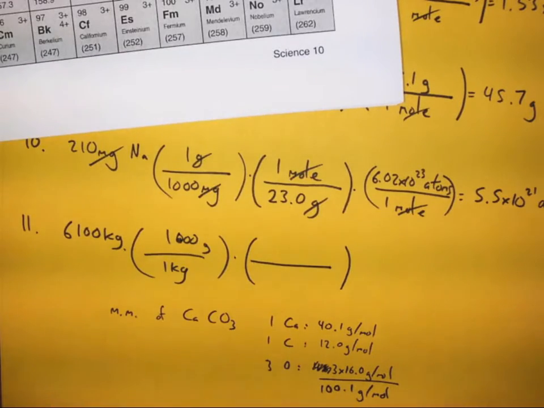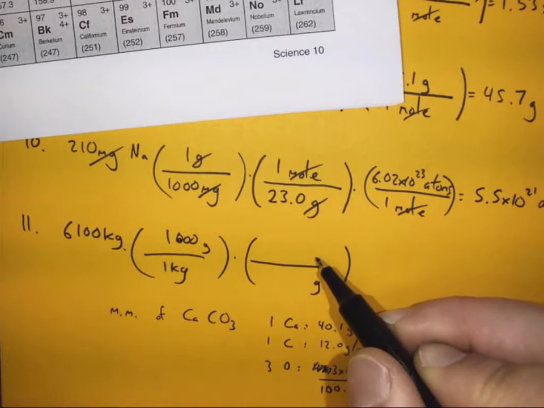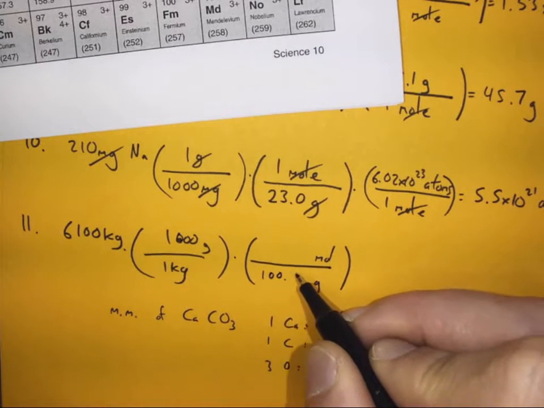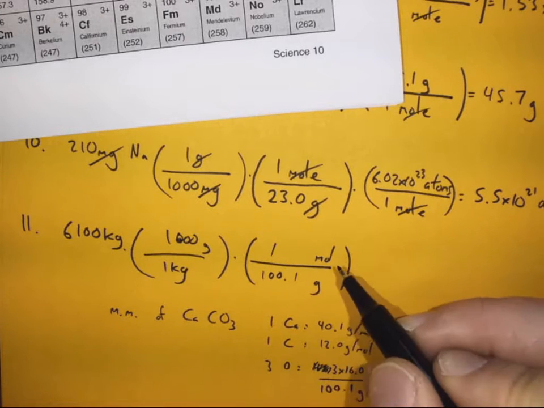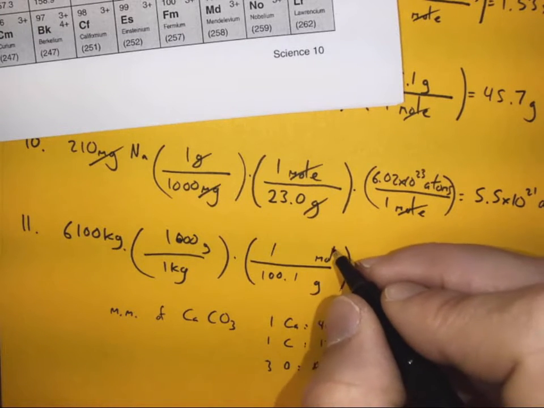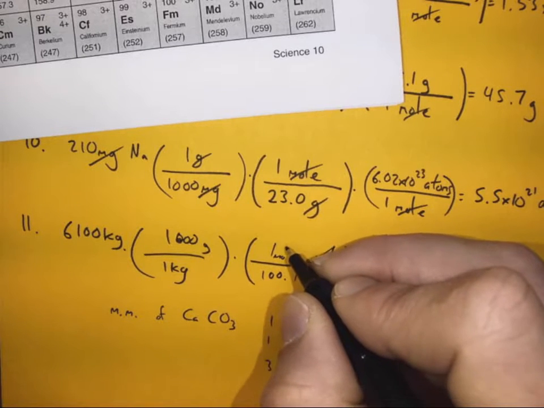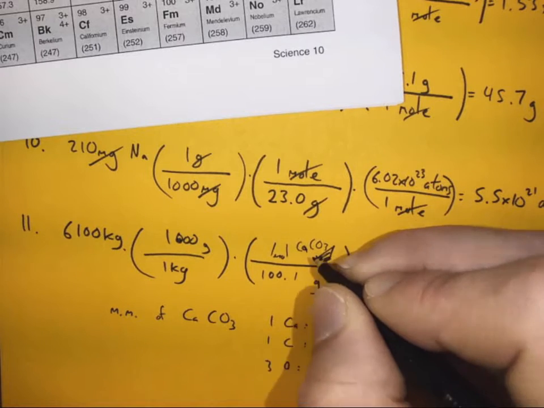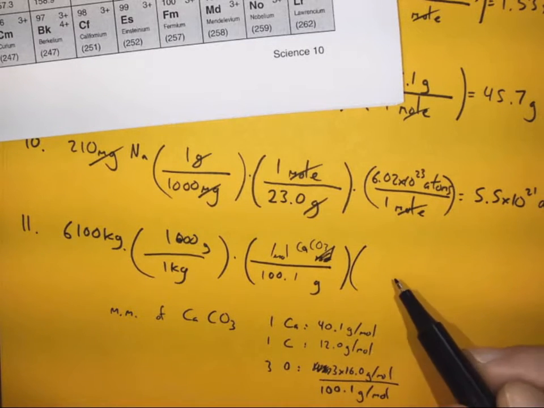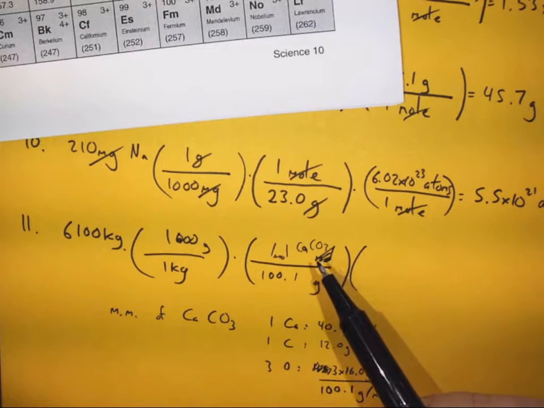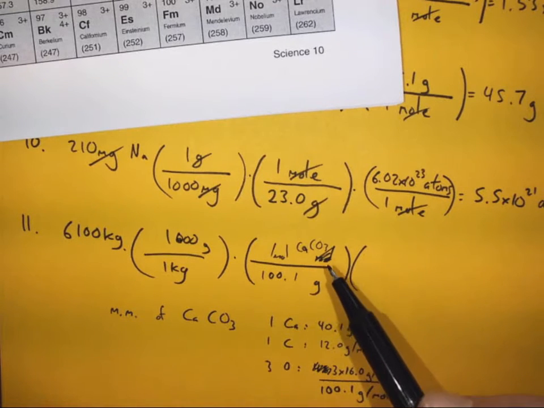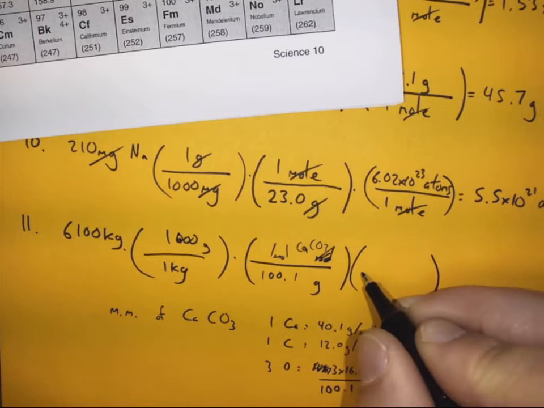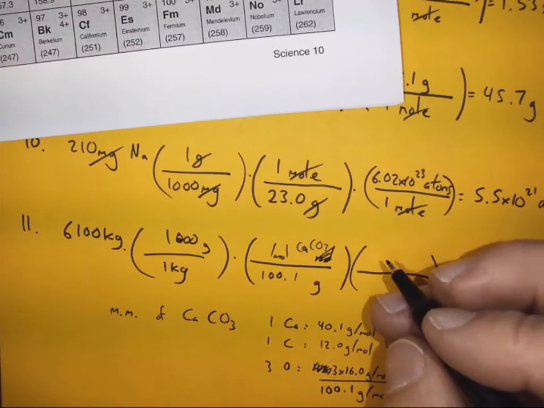Okay. So I want grams to cancel out, so I'll put them down here, and moles up here. So I have 100.1 grams for every 1 mole. You know what? I think I'm going to write it over here so I can indicate this is calcium carbonate. And there's a reason for that, because I'm actually asked how many oxygen atoms there are. Let's first turn this into molecules of calcium carbonate, and then I'll deal with the oxygen afterwards.